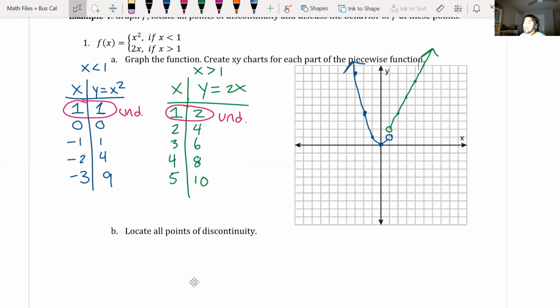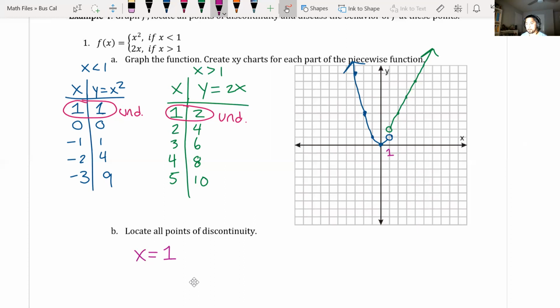B says locate all points of discontinuity. So I just want to ask you to look at this graph, and where do you think this function would be discontinuous? At what x value? At 1. So we only give the x value then? That's it. You only give the x value. You could state the points, but I wouldn't.